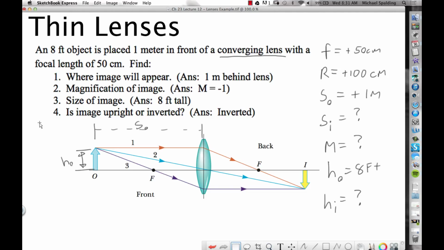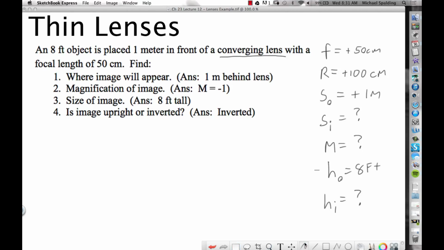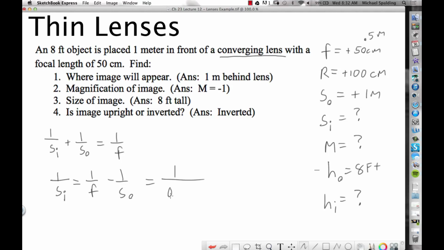So let's do the calculations. First question: where will the image appear? You're using this equation: 1 over SI plus 1 over SO equals 1 over the focal length. We're looking for the image distance, SI. So 1 over image distance equals 1 over focal length minus 1 over object distance. We want to punch the focal length in as 0.5 meters so the units match. So 1 over 0.5 meters minus 1 over the object distance, which is 1 meter.